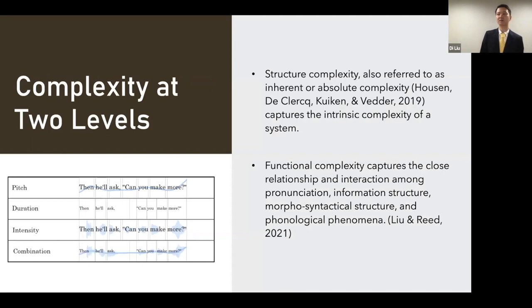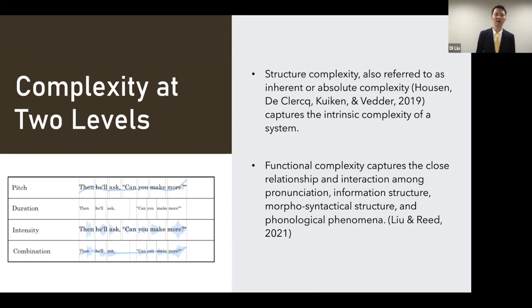There are more problems or issues that hinder the application or transfer of classroom learned knowledge or skills to spontaneous speech outside of the classroom. And in a paper that I collaborated on with Dr. Marnie Reed from Boston University, we stated that there are at least two levels of complexity involved in this application to spontaneous use of language. The first is structural complexity.